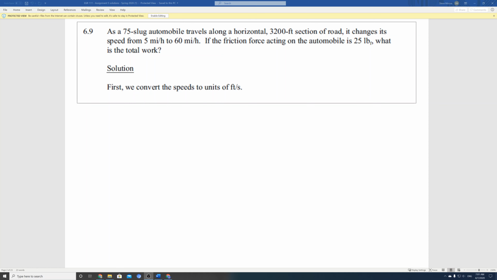Okay, so right off the bat, we can look at it and say, well, we're changing velocity, so we have acceleration. So the car is doing acceleration work. Now, work can also be defined as a force acting over a distance. So we have a force in terms of friction, and the distance it's acting over is the 3,200 feet of road. And the direction of that force is going to be in the opposite direction of the motion of the vehicle. So that work is considered to be negative.